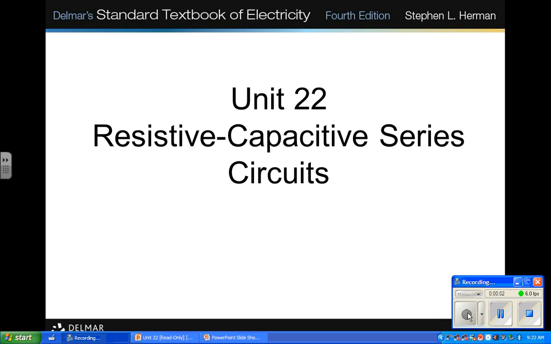All right, we're going to talk about RC series circuits. And as I've said, this is really just a review of RL circuits. Same thing, the only difference being the triangles are going to go down instead of up.